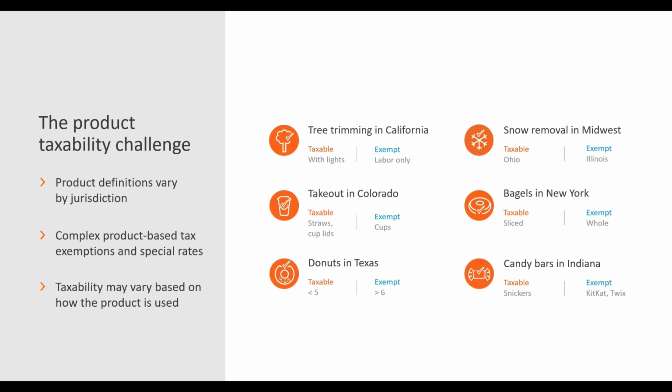And then bagels in New York. If you buy a bagel in New York and they slice it, so there's a service involved, it then becomes taxable. If they don't slice it and you just order that bagel whole, you should not be charged tax because there is not a service involved and it's exempt from sales tax. So taxability can always vary based on how the product is used and what state in particular that product is being sold to or actually consumed.